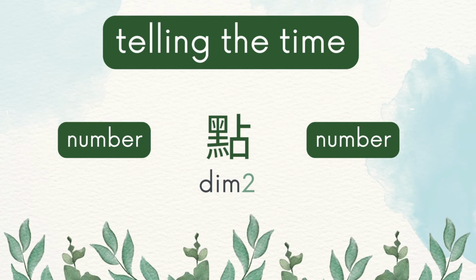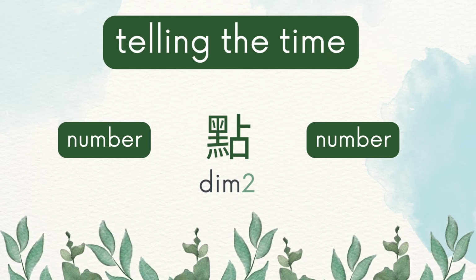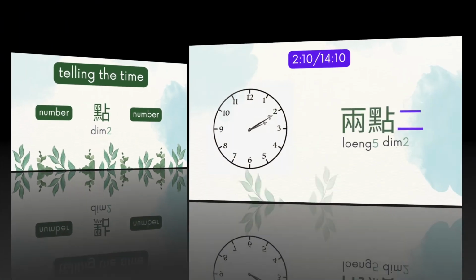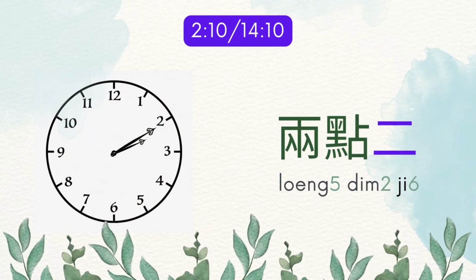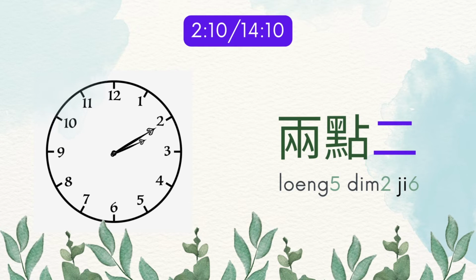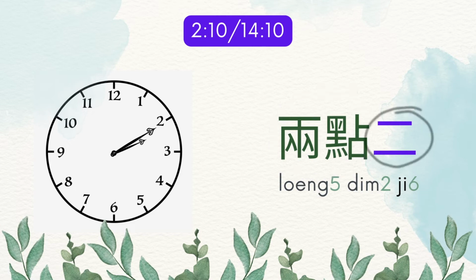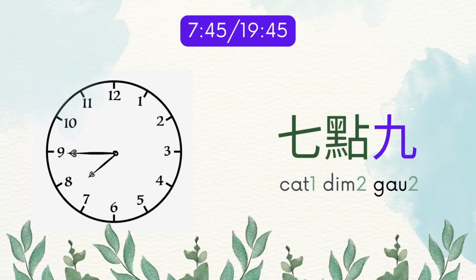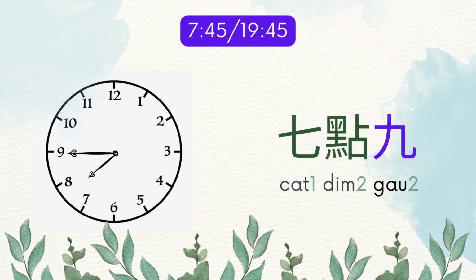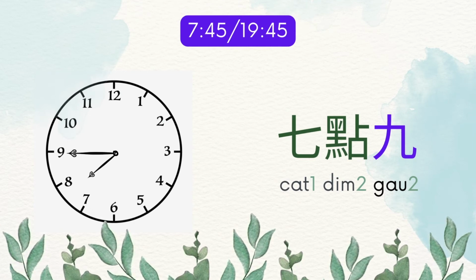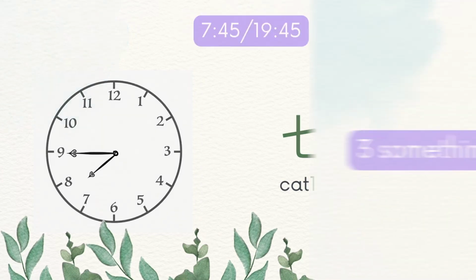For the common way to tell the time, you just add another number after the o'clock. I'll give you an example. 2:10. Since the long hand is pointing at 2, we say 2點2 in Cantonese. 2點 means 2 o'clock, and 2 here refers to 10 past. How about 7:45? That's right, it's 7點9.